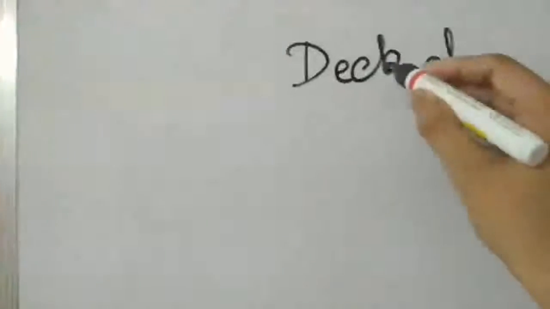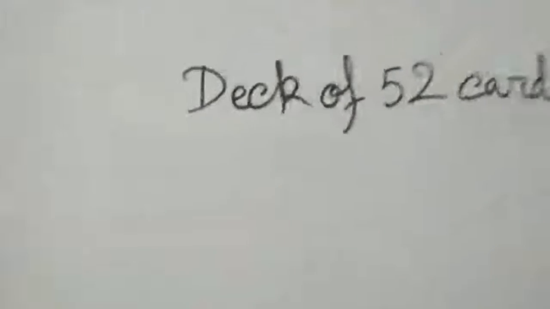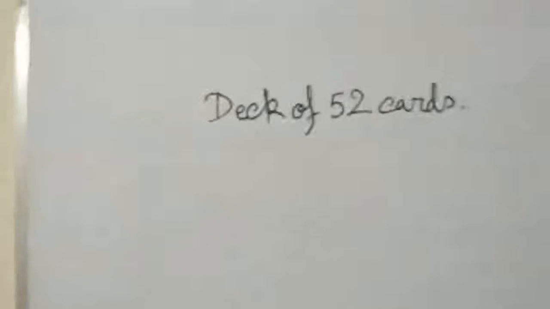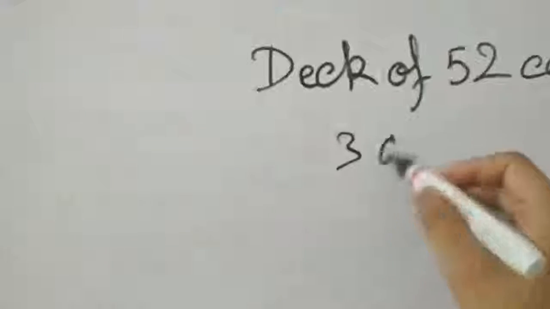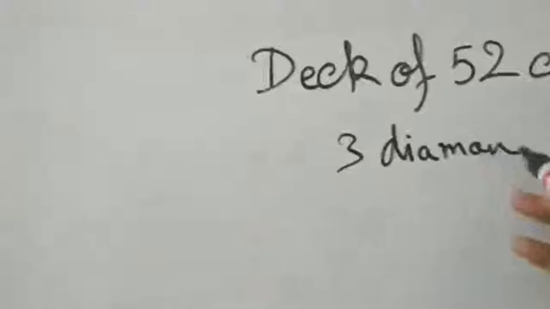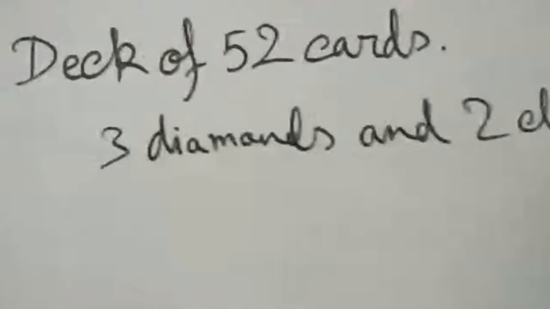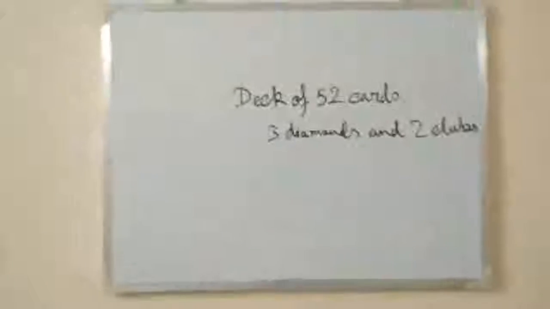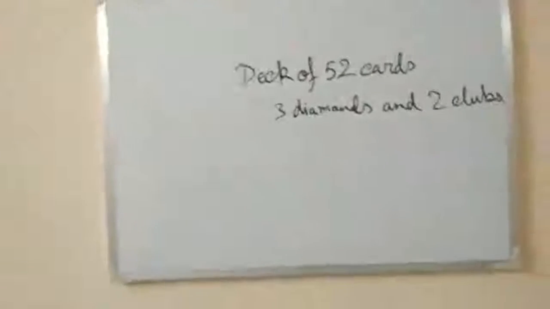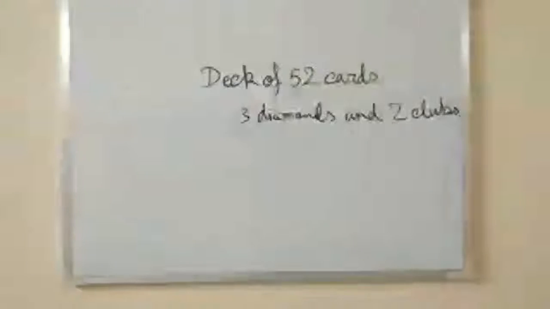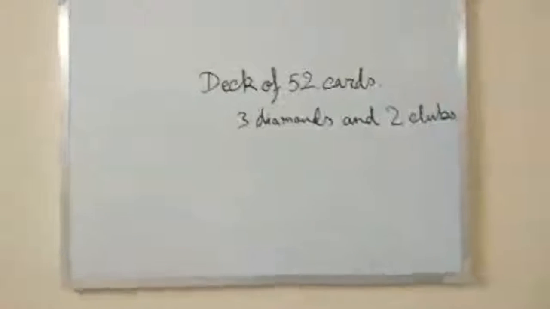So there is a deck of 52 cards. Okay. So how many ways can we set an arrangement of 3 diamonds and 2 clubs? This is my question. So how many ways can we pick the cards so that 3 diamonds and 2 clubs will be selected?